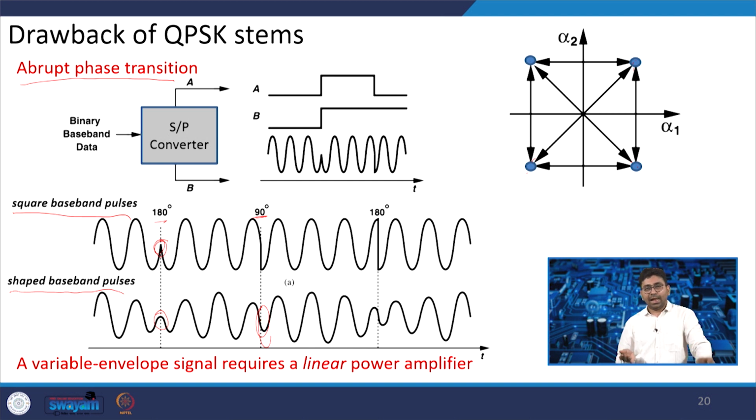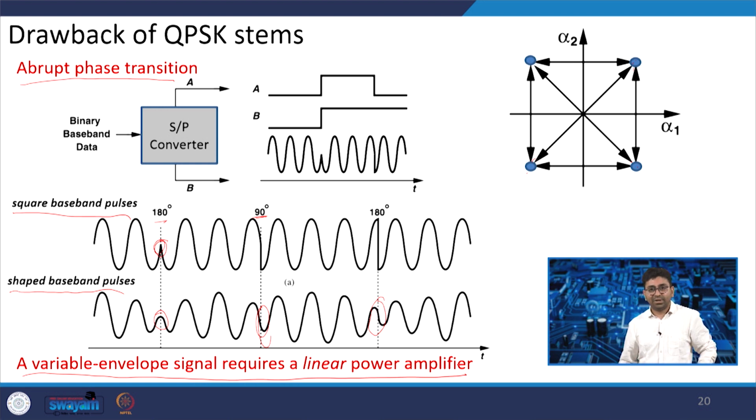As we have seen in the last class, our ultimate aim of modulation is how better we can reconstruct the signal. And here in this QPSK signaling, because of the very wide change in the phase, we cannot easily reconstruct it or recognize the exact change in the phase. Even this 180, there is a drastic change, and if we do the pulse shaping, we are not able to reconstruct it. So, a variable envelope signal requires a linear power amplifier.